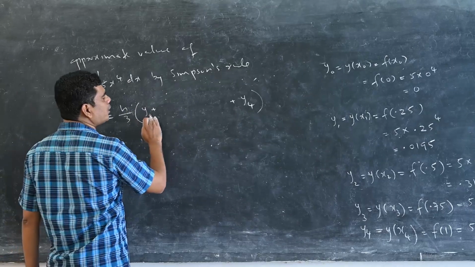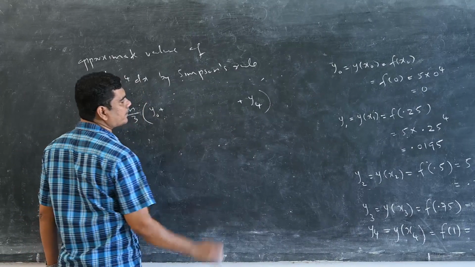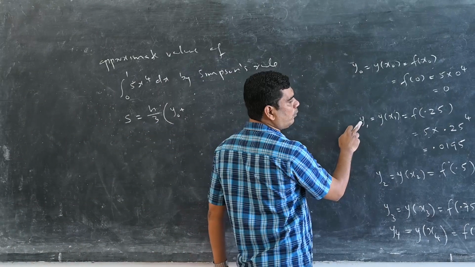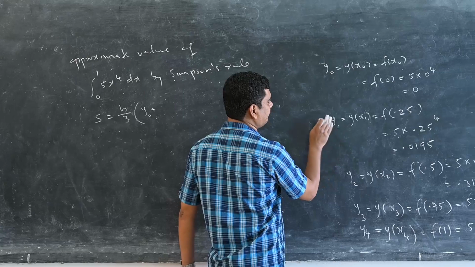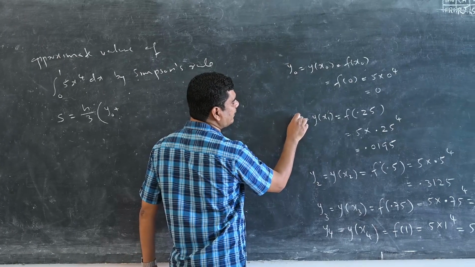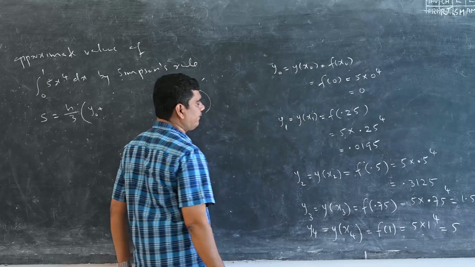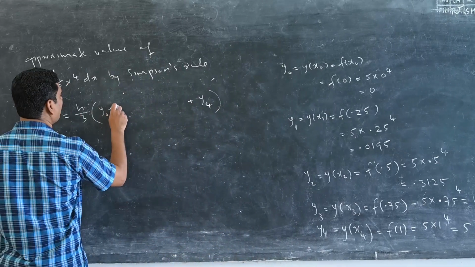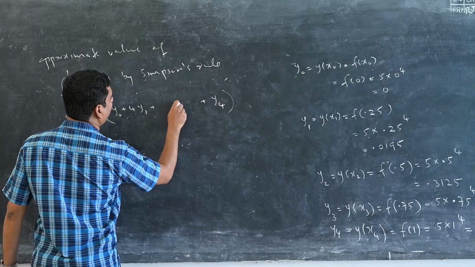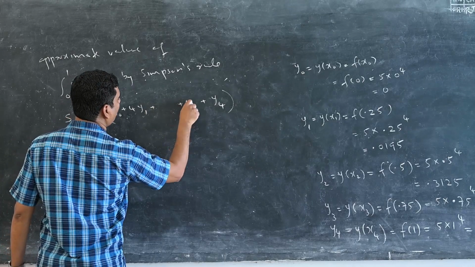Now excluding these two terms, multiply by 4 all those yi with odd suffix. Multiply by 4 all those yi with odd suffix, y1 and y3. It is 4y1 plus 4y3.